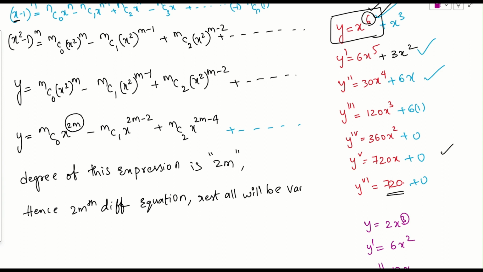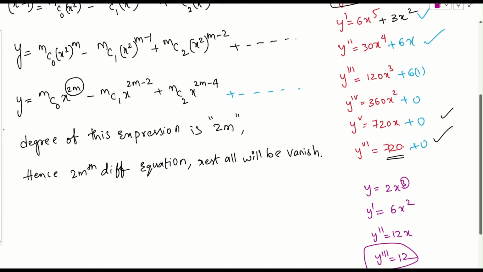Are you getting my point? Yes, if you have a doubt, just let me know. I already taught you how it will vanish. Agree? So we need to apply the derivative for that. We are applying d by dx, 2m times, the 2mth derivative of your function y.